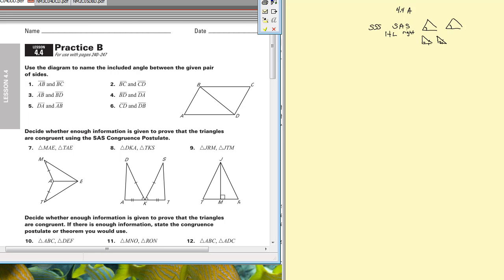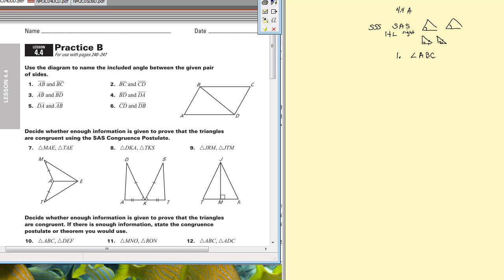Alright, so let's look at number 1 up there. Use the diagram to name the included angle between the given pair. So AB and BC. What angle is between AB and BC? Well, they both have a B in them. They end with B and they start with B. So B is the angle. We can't just say B because there's two different angles coming off of B. So we need to say that it's angle ABC. And that includes A to B and B to C as the two sides.